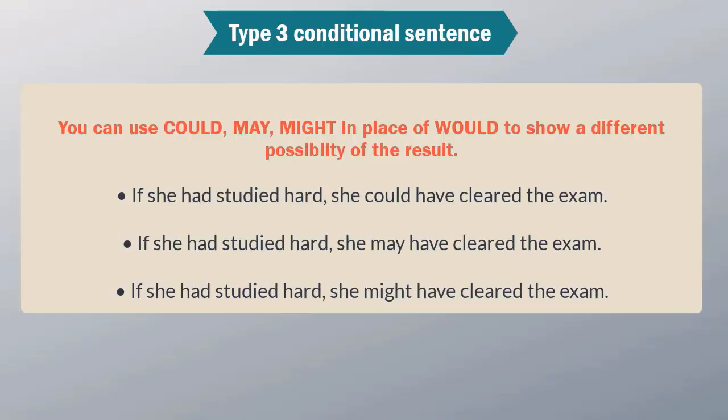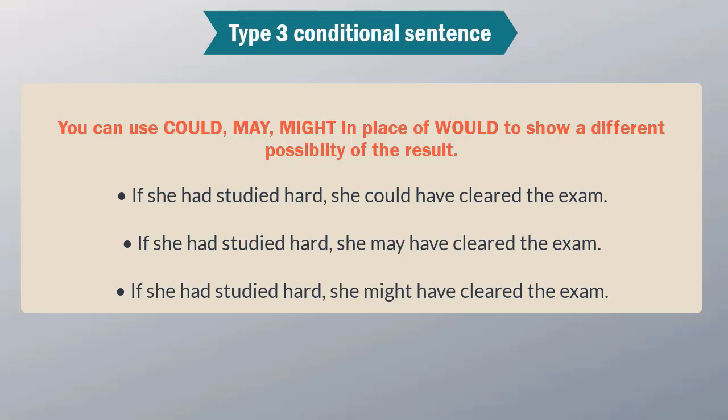And guys, we can also use some other modal auxiliary verbs to talk about different possibilities of the outcome. So we can use might, may, or could. For example, if she had studied hard, she could have cleared the exam. She might have cleared the exam. She may have cleared the exam. So all these different modal auxiliary verbs show different possibilities of the outcomes, right? So that's how we make type 3 conditional sentences. That's how we use it.